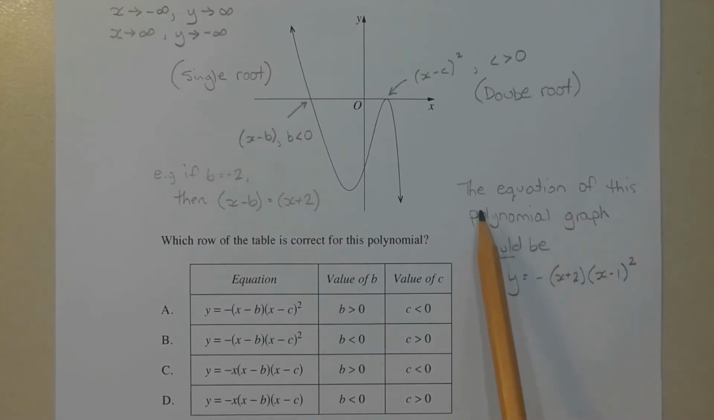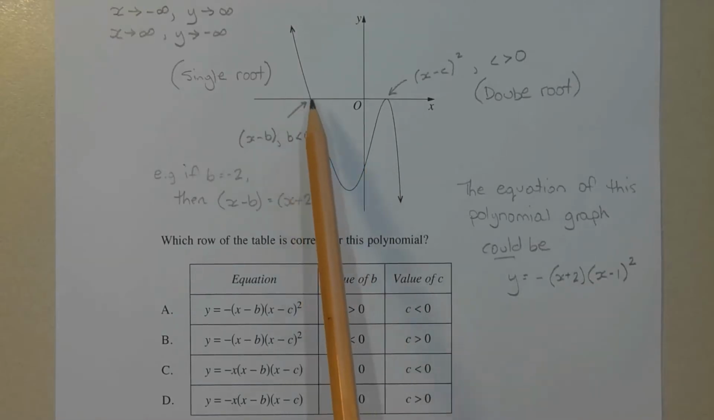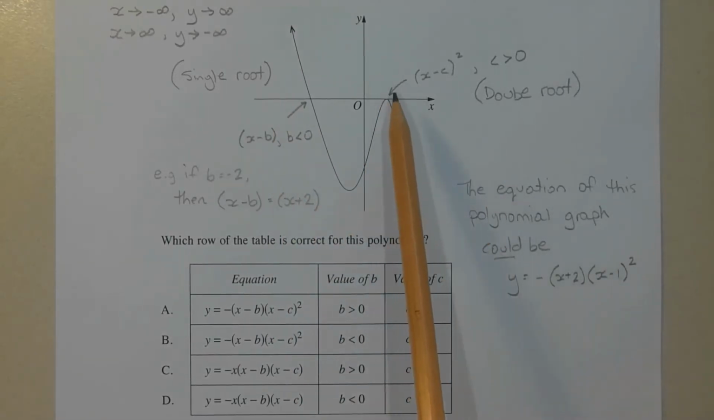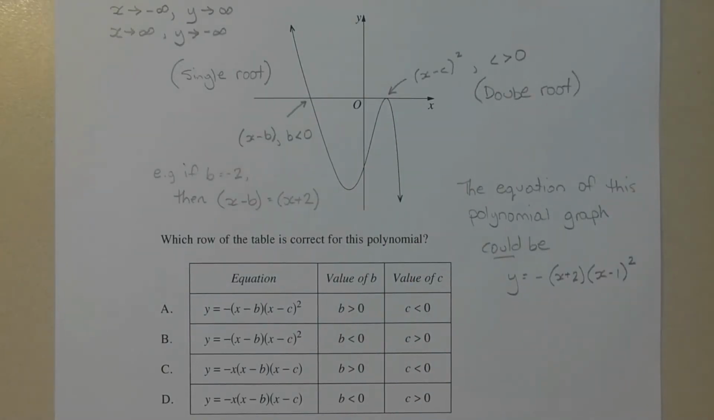Now hypothetically, the equation of this polynomial graph could be y equals negative (x plus 2), so that's our single root here, times (x minus 1) squared, which is our double root here. Therefore, the correct answer is option B. y equals negative (x minus b) times (x minus c) to the power of 2, with b less than 0 and c greater than 0.